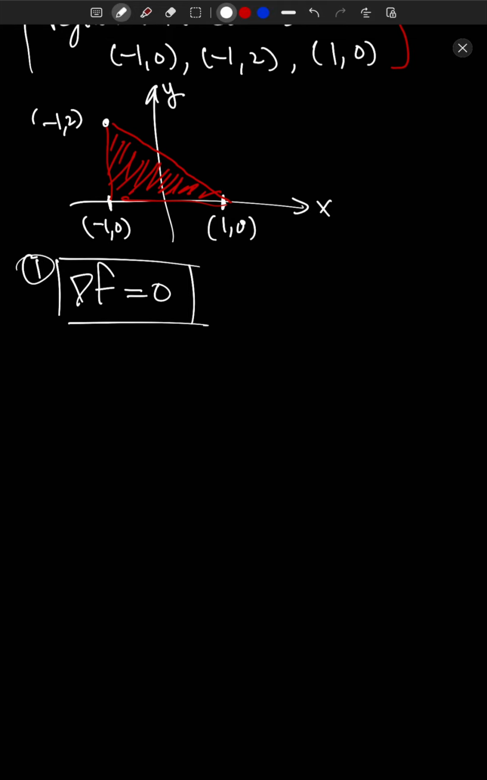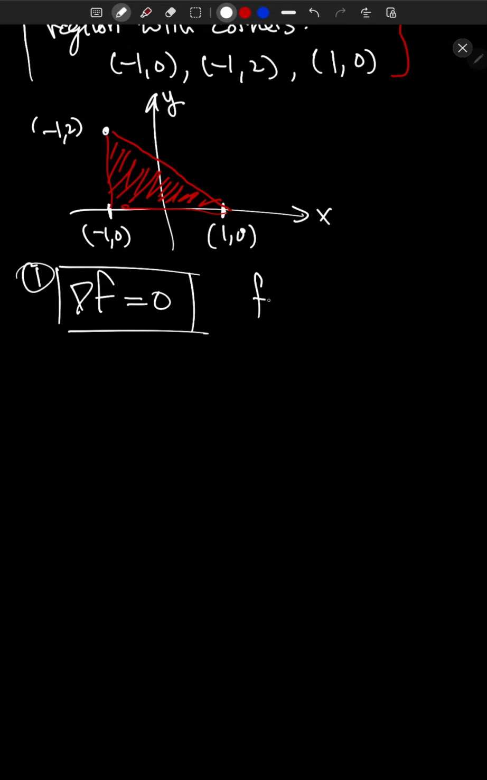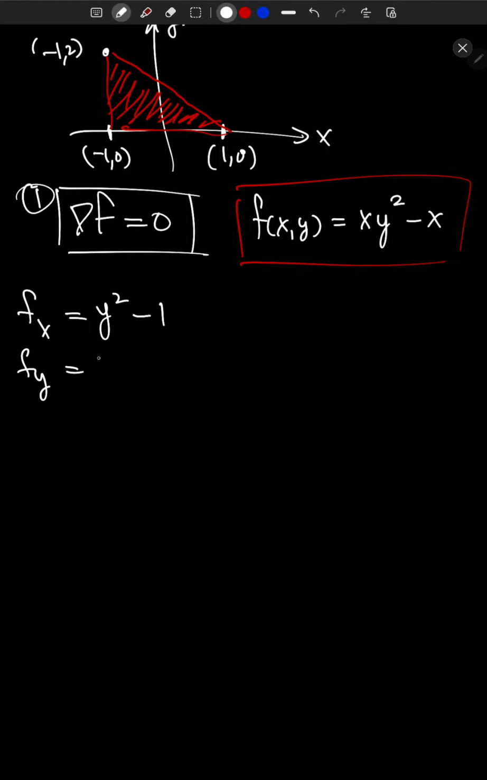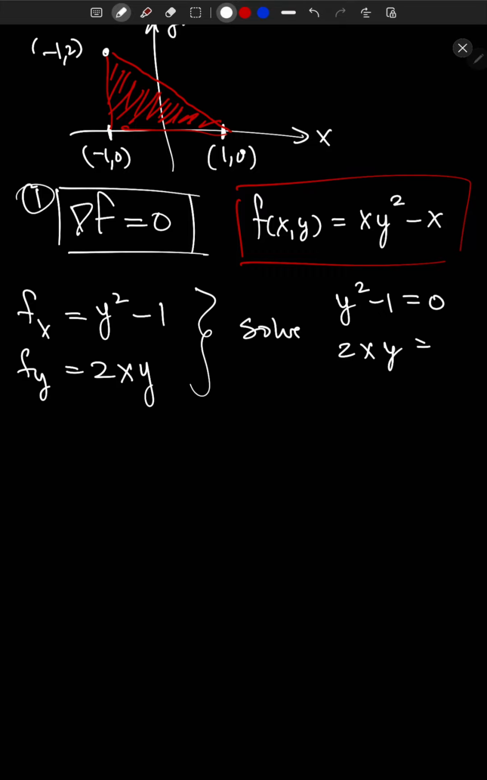Okay, anyways, where's gradient f equals 0? My function was xy squared minus x. In terms of the procedure, this part is relatively straightforward. You just take the derivatives. F sub x is equal to y squared minus 1. F sub y is equal to 2xy. And now you need to solve y squared minus 1 equals 0 and 2xy equals 0 simultaneously. So again, a system of equations.